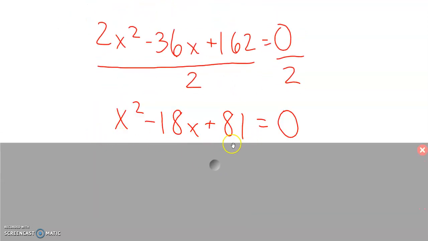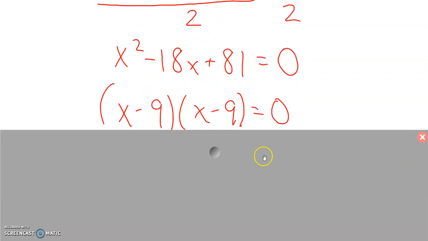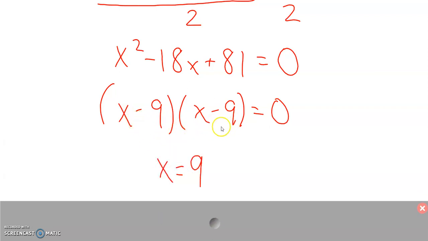And now this, hopefully you can see, is easily factorable, because 9 times 9 is 81. And then minus 9x, and another minus 9x is negative 18x in the middle there. So that gives me the solution 9, and that gives me the solution 9, so there's just the one solution, 9. So x is 9.